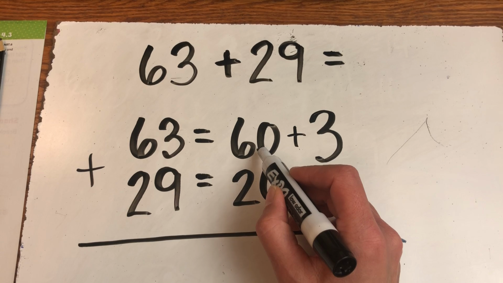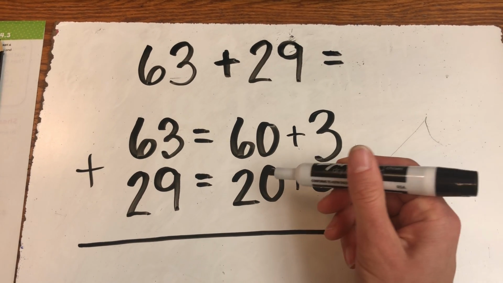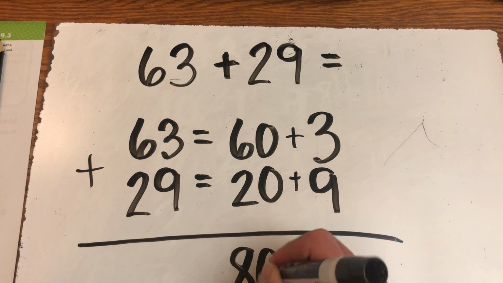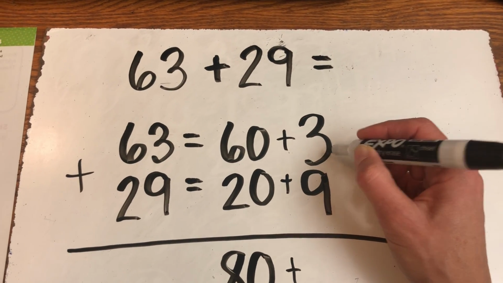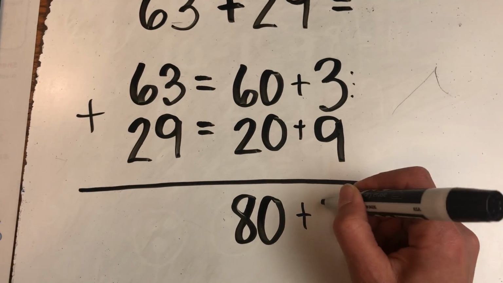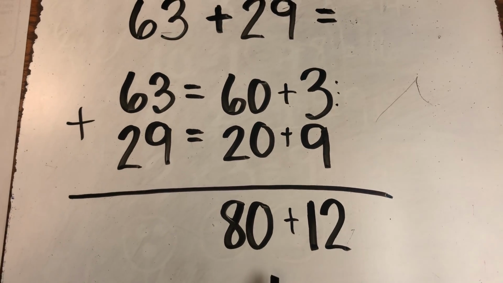What do I get when I have 60 plus 20? Say 60, 70, 80. So I have 80. Plus, what's 9 plus 3? 9, 10, 11, 12. Okay, I have 12 here. So now I have 80 plus 12.